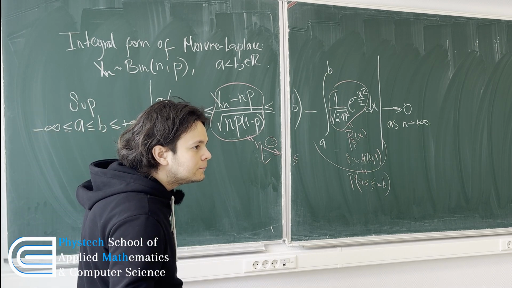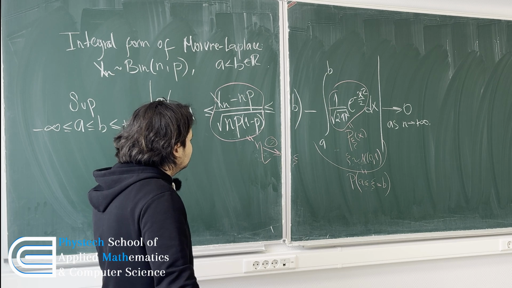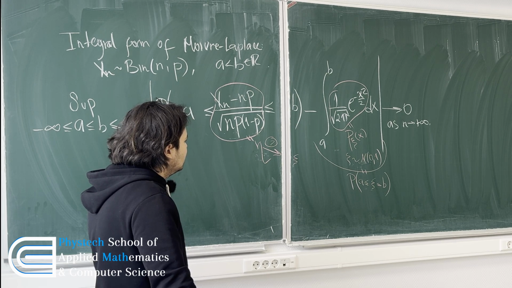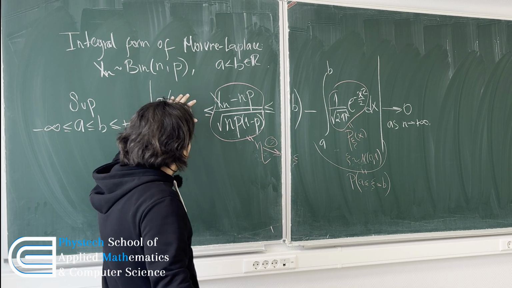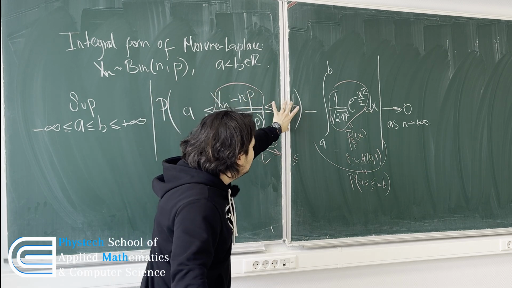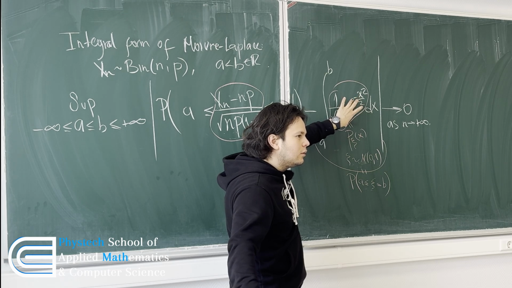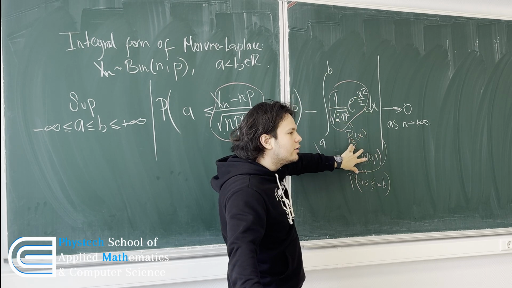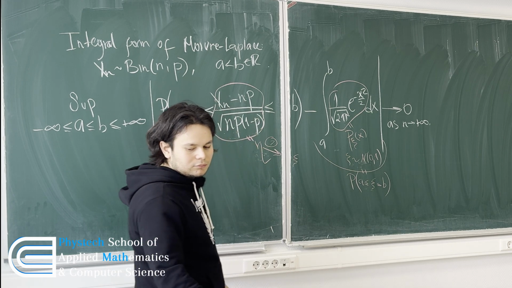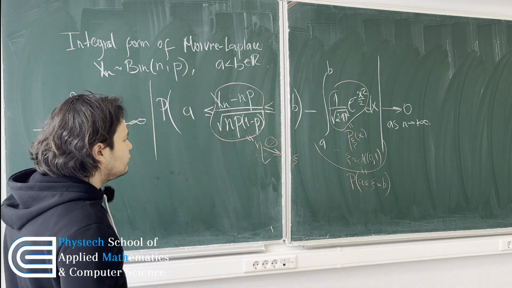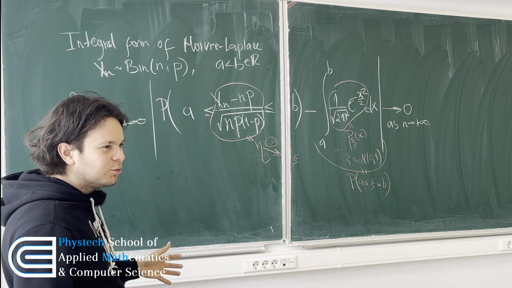Is it just Stirling's approximation? That e to the power, or is it something else? So the probability that this is from A to B can be approximated using the integral from A to B of this. What is this? This is the PDF of a standard normal distribution. Okay, so I hope that the idea is clear, right?